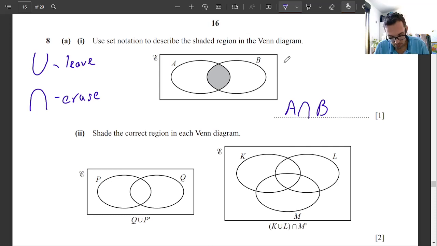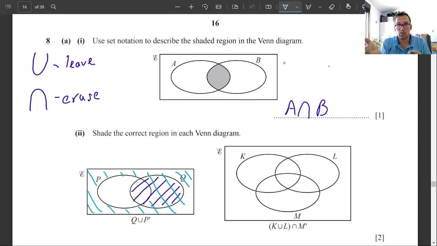So first, let's just start by marking Q. This is Q. Everything that's in Q. Then let's highlight the complement of P. Everything that is not P. And then we think, are we going to erase anything or are we going to leave it like it is? Because it's union, it means in the one or in the other one or both, we leave it. Don't erase anything. That is the answer.